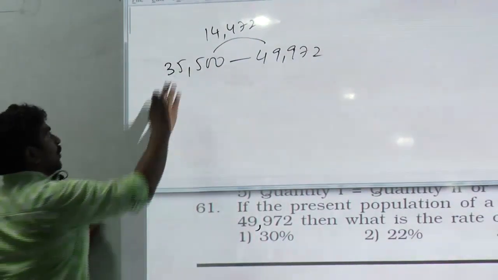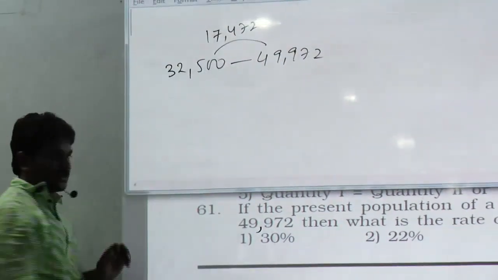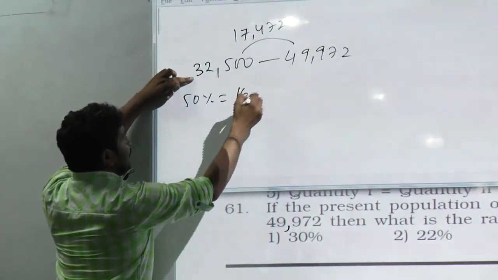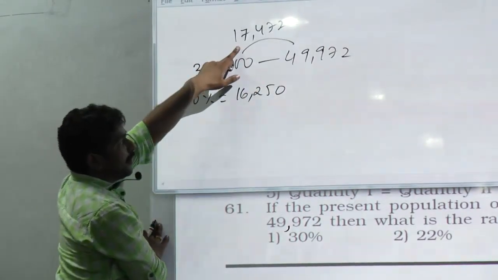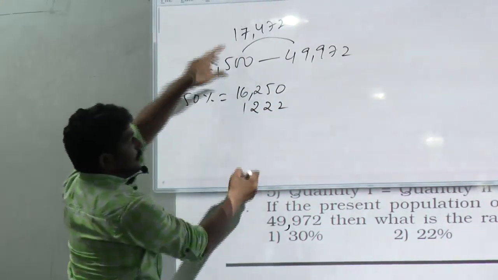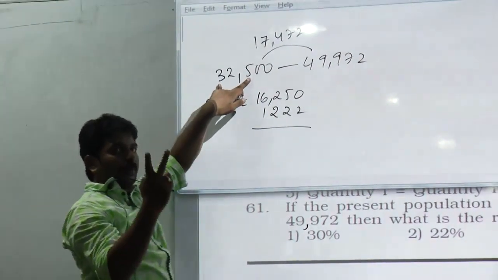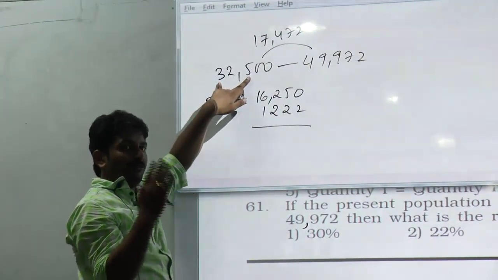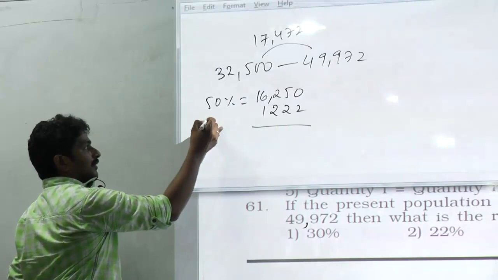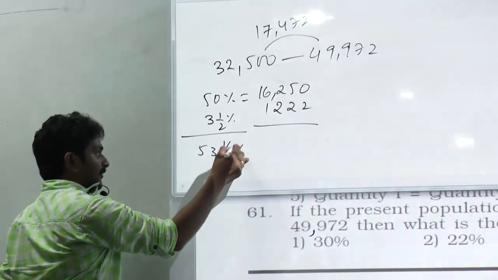Okay. In that case, this is 17,472. Of this 50% is 16,250, but you have more than that. You have almost 1222 more. 1% is 325. 2% is 650. 4% is 1300. You have less than that. So this would be near about 3.5%. Total, that is 53.5%.